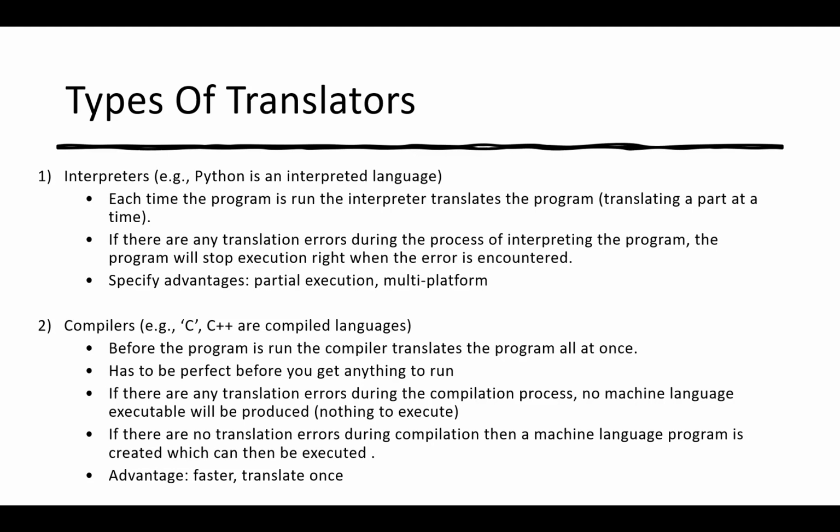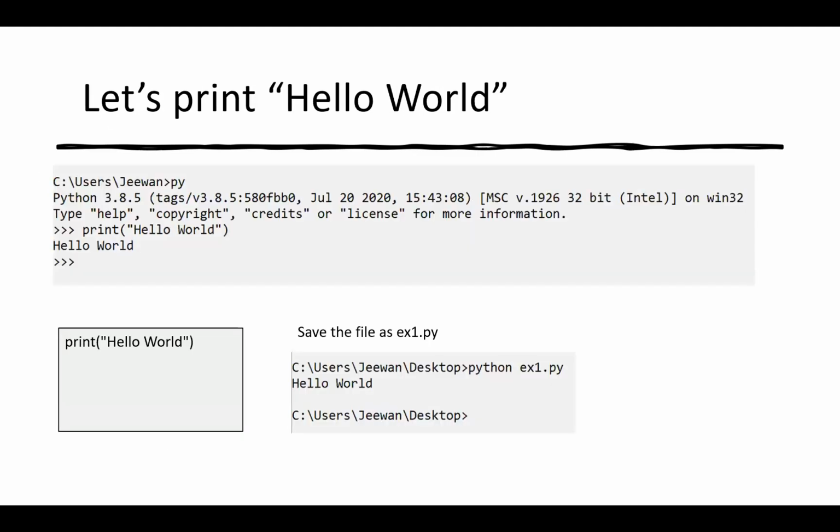Thereafter, when you run it, it is faster because it is already pre-compiled, and you can use the translated code many times because it's already translated. Right now, that's the difference between an interpreter and a compiler.